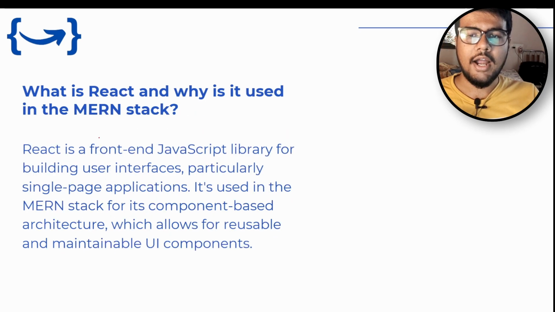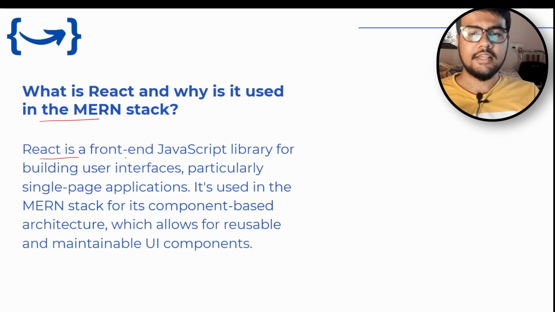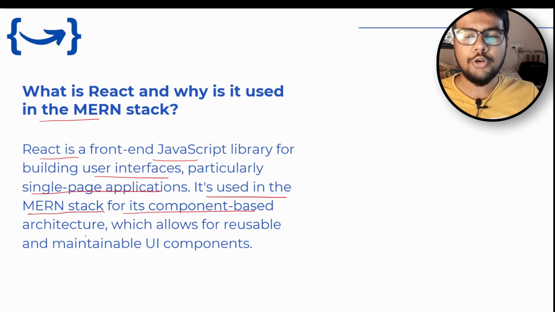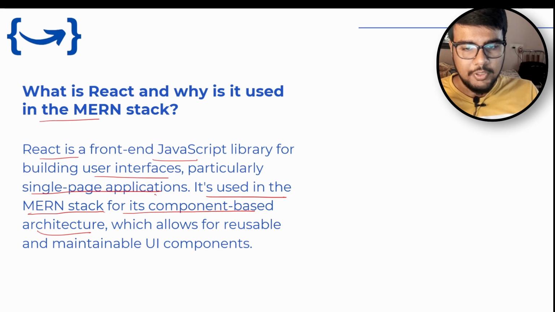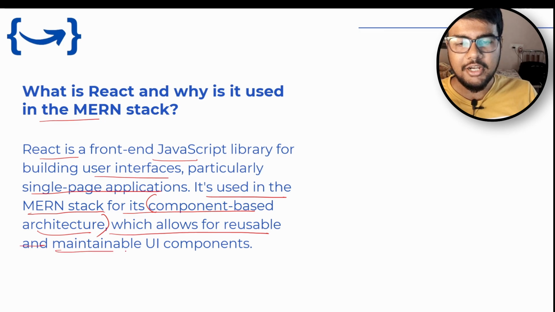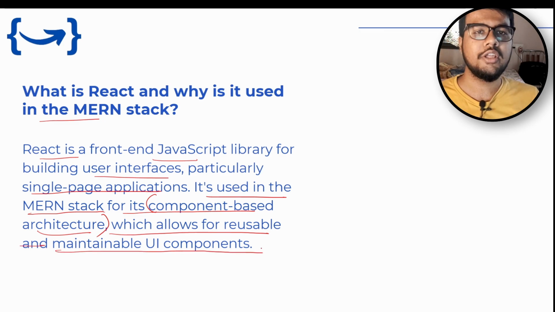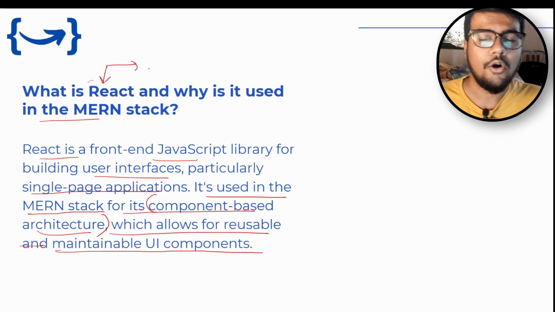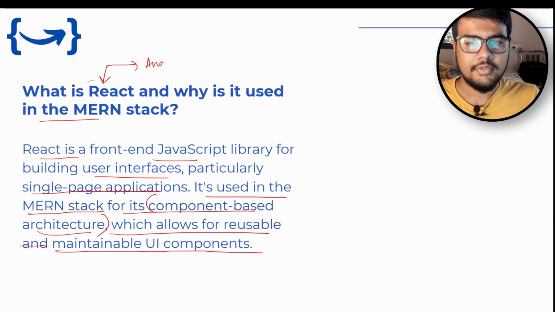What is React and why it is used in MERN Stack? React is a front-end JavaScript library for building user interfaces, particularly single-page applications. It is used in MERN Stack for its component-based architecture. Please focus on this component-based architecture, which allows for reusable and maintainable UI components. That's it. That's why we are using React. This would be the definition of React, but your follow-up question would be how it is good or how it is better than Angular. So please, you should be aware of this.